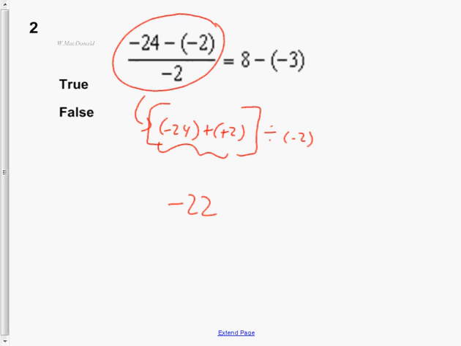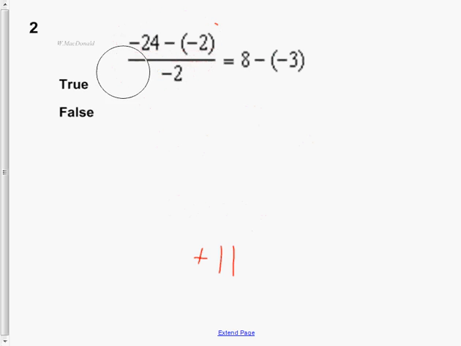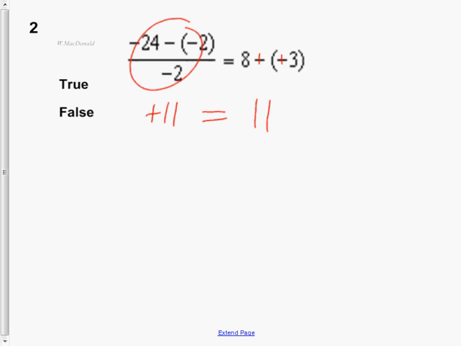So this whole part up here works out to be -22 divided by -2, which is +11, because 22 divided by 2 is 11. Same signs, our rule for integers of division and multiplication. If the signs are the same, your answer will be positive. So on this whole side, when I work it all out, this is worth +11, is equal to, well, 8 take away -3, flip that sign to addition and use the opposite. 8 plus 3 is 11. So 11 is equal to 11, so your answer for the second question is true.